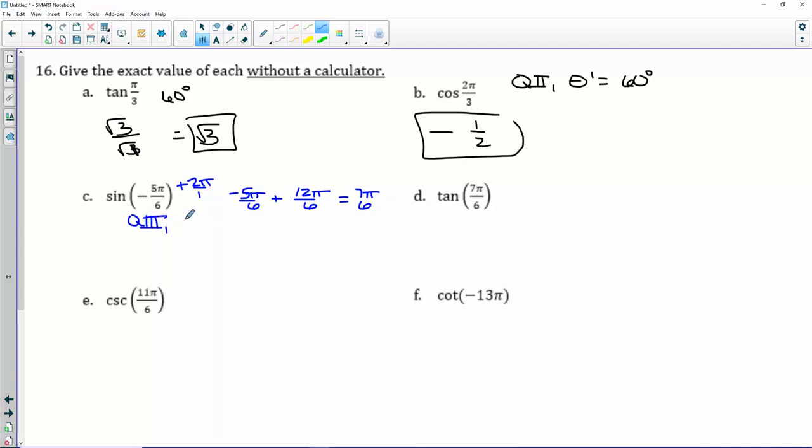3, because the top is 1 higher. Reference angle, pi over 6 is 30 degrees. In quadrant 3, sine is negative. Sine of 30, 1/2.